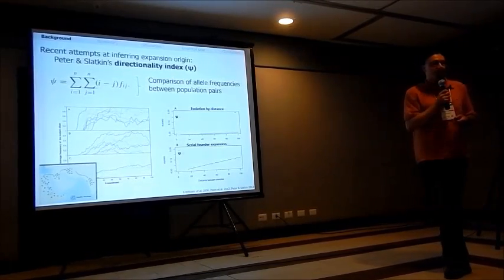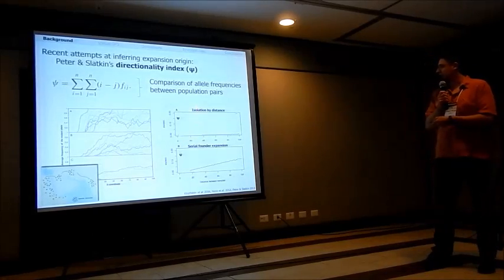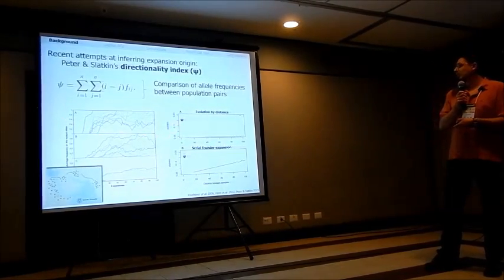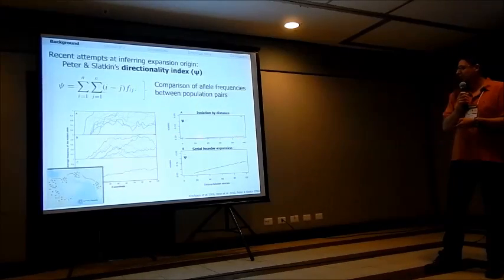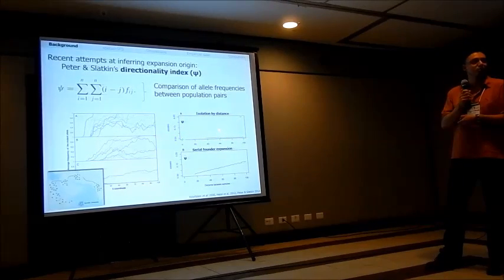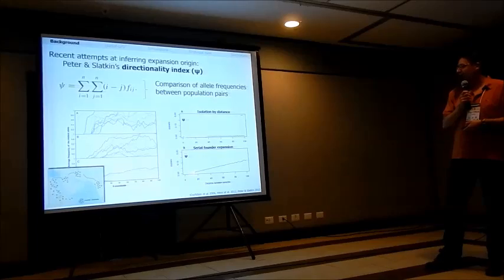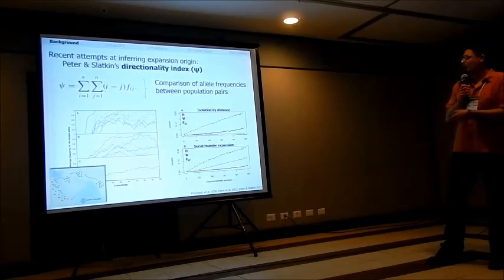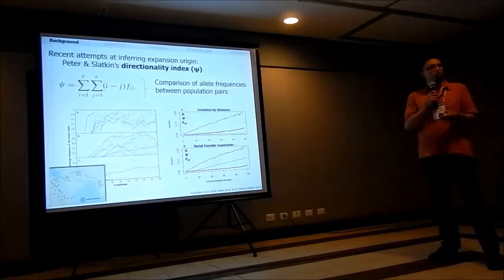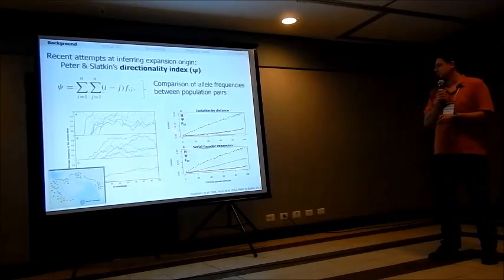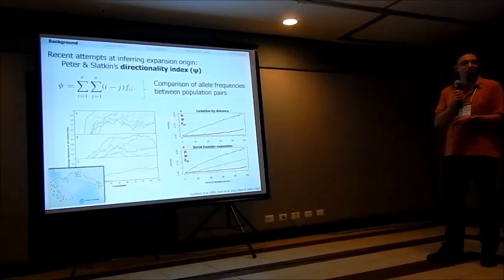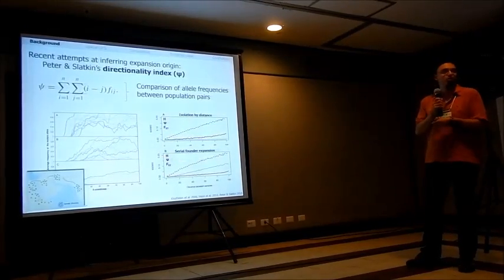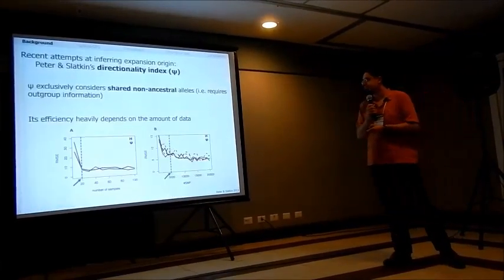They tested their method by comparing two models, an isolation by distance model and a serial founder expansion model. As expected, they show that under an isolation by distance model, their index doesn't change with the distance from the source, whereas in a serial founder event, it keeps increasing as you move away from the source. Furthermore, they also show that previous methods used to identify expansion sources, such as the heterozygosity method that I just explained, and FST, do a poor job under those models.